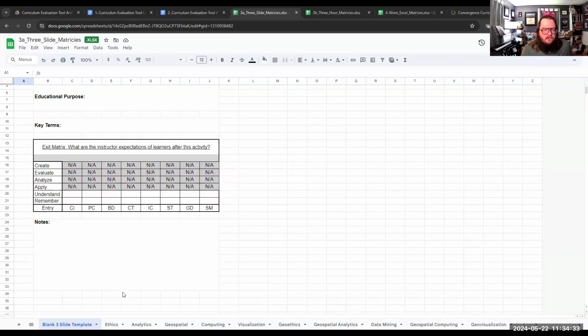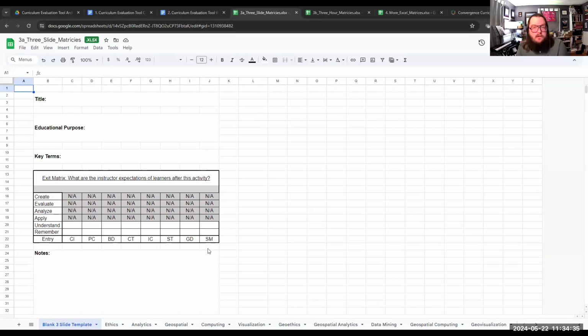Then there's a space for notes. And so this blank template is something you could use if you had a few slides that you regularly use, or a few slides you'd really like to settle on better in terms of how they fit into a course. So let's pick one of these topics.